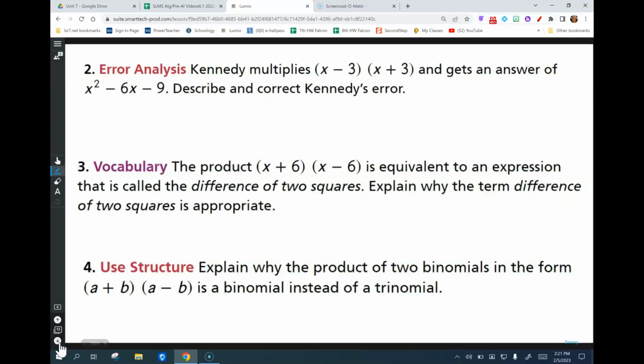Question number 2, find the error analysis. Kennedy multiplies this and gets this answer. Well, do you see the error? Well, one of the first things you might notice is that, see how my terms are the same and my signs are different? When this happens, this shortcut is the easy one. We know our middle terms are going to cancel. They're going to add to 0. They're going to drop out. So it can't be a trinomial. You can't have a middle term. Okay? So no middle term possible.